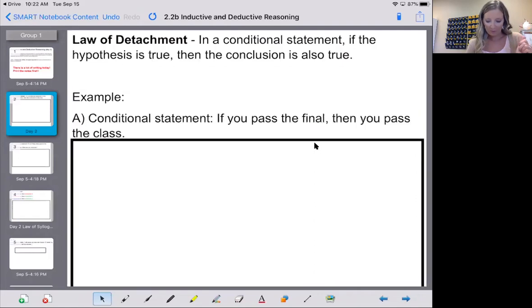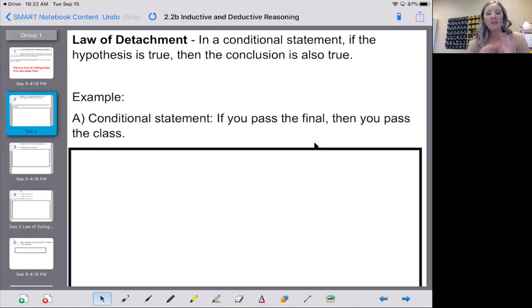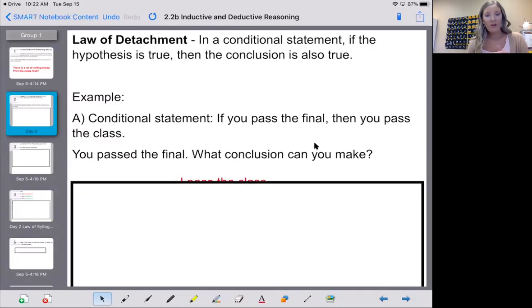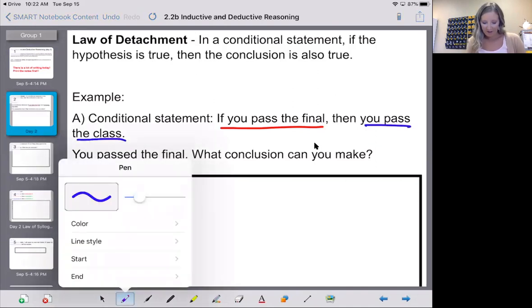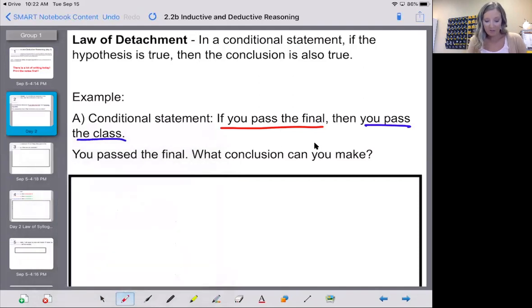Let's just look at an example. The conditional statement is, if you pass the final, then you pass the class. And so from that, it says you went ahead and you passed that final. So what conclusion can you make? Based on the law of detachment, the hypothesis is true, so the conclusion must also be true. The hypothesis being that you passed the final. And then the conclusion was you passed the class. So one thing that happened here is that you did actually pass the final.